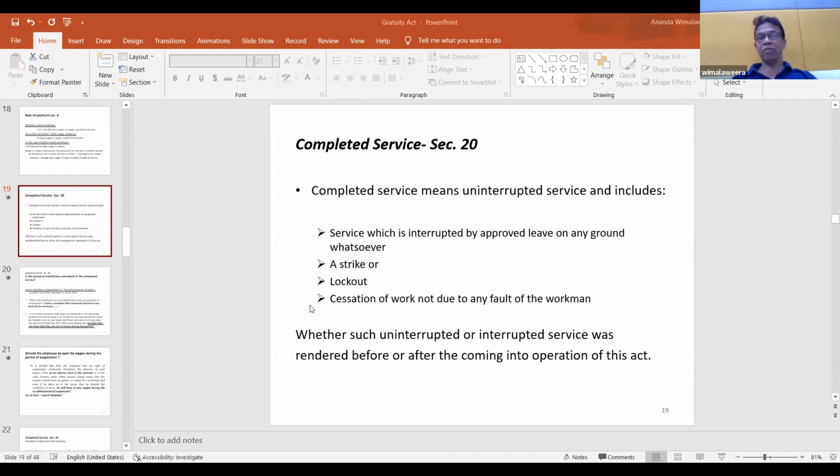Is it clear? Yes, sir. Everybody? What about other people? So very few people. I don't know, Sai. Sometimes we have to add this one. Yes. Anything else? Hasini, do you understand?